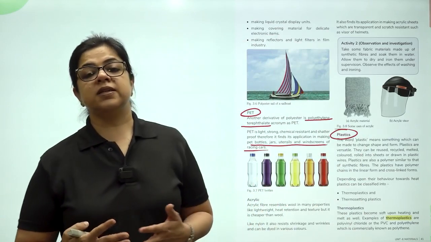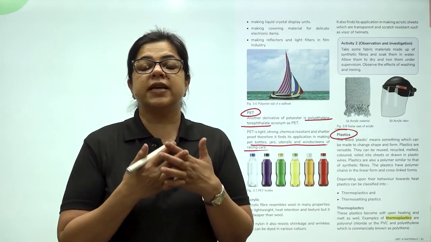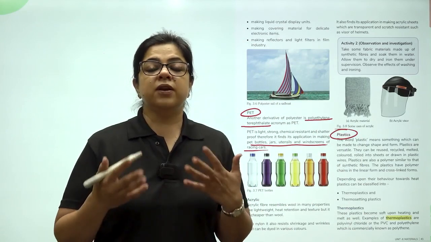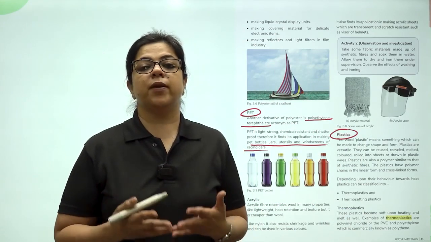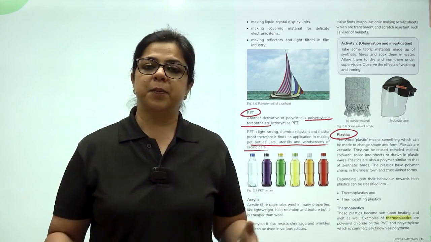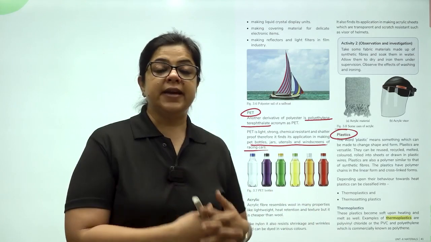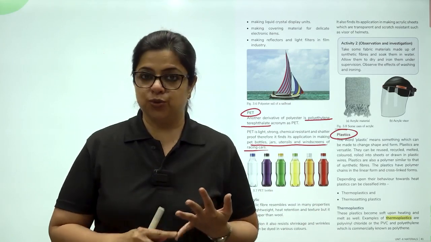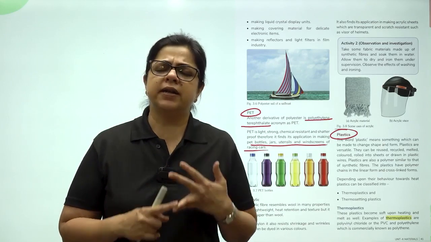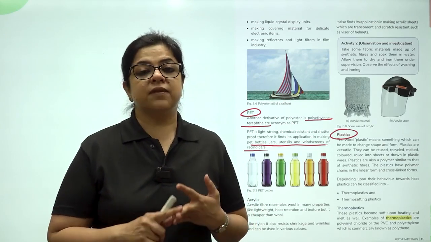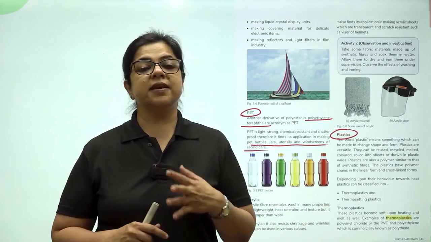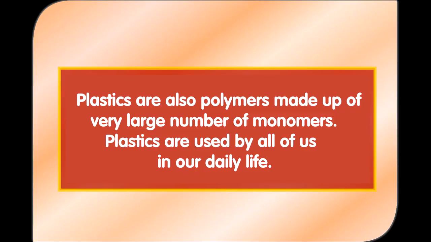When we talk about plastic, we are talking about things that are used in everyday life. Even on your table right now, you can point out 10 different things that are plastic. So how this plastic has entered our life is because it finds diverse use. It can be shaped into multiple shapes. It can survive heat. Let's understand more about plastics now. Plastics are also polymers made up of a very large number of monomers. Plastics are used by all of us in our daily life.